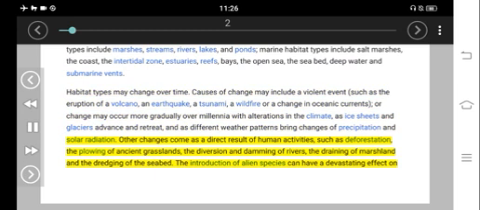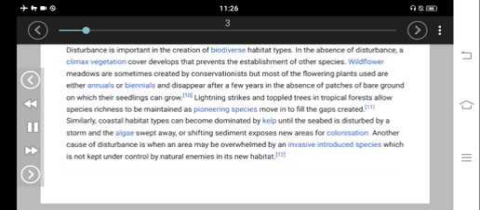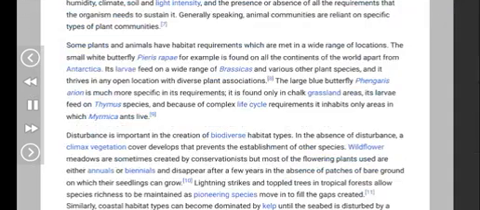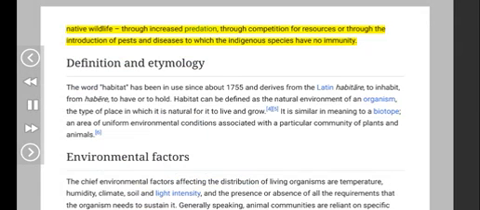Other changes come as a direct result of human activities, such as deforestation, the plowing of ancient grasslands, the diversion and damming of rivers, the draining of marshland, and the dredging of the seabed. The introduction of alien species can have a devastating effect on native wildlife, through increased predation, through competition for resources, or through the introduction of pests and diseases to which the indigenous species have no immunity.